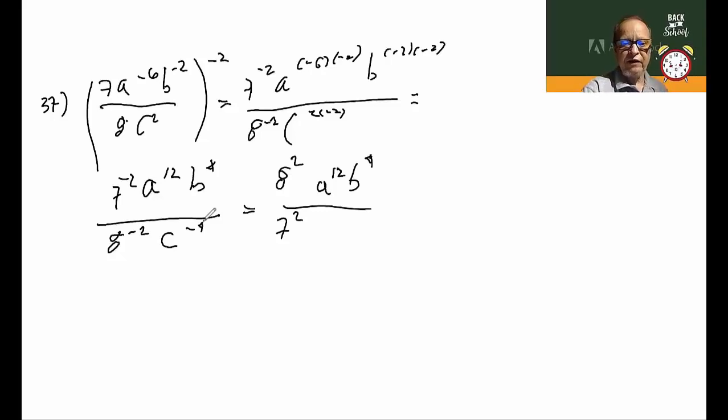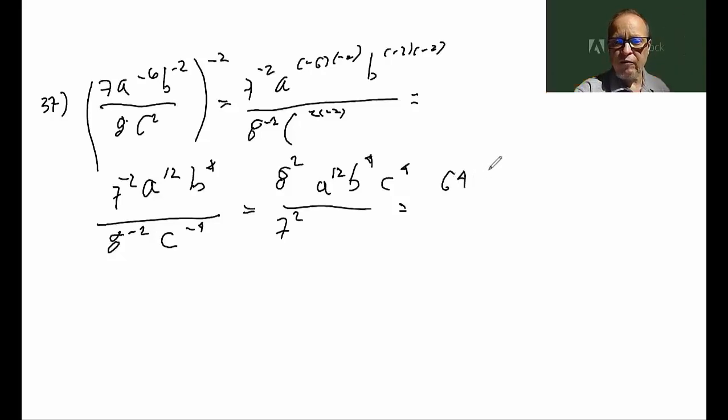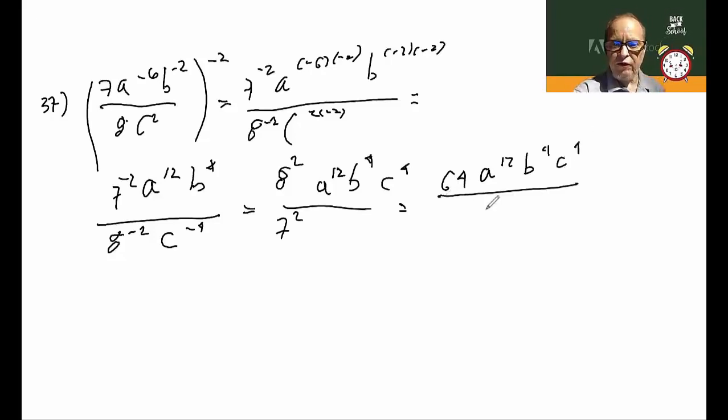And then we have that c to the negative 4. So we're going to have to bring that upstairs and make that c to the positive 4. And then, of course, we'll just finish up by taking the squares. 8 squared is 64. And we have a to the 12th, b to the 4th, c to the 4th, all over 49.